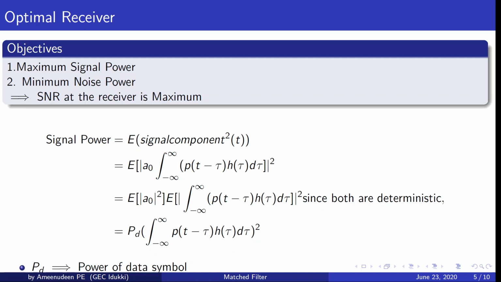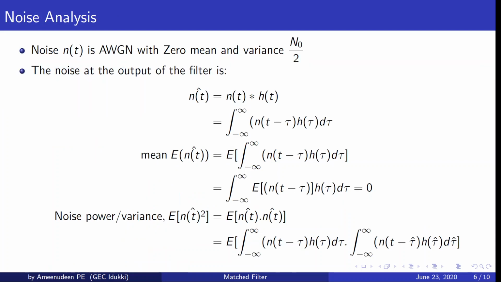So it is E of A0 mod A0 square. We know that it is the power of the data symbol, and the second term is the integral itself. Since it is deterministic, taking expectation is not required. So we will get the signal power as PD into integral minus infinity to infinity P of t minus tau h of tau d tau the whole square, where PD is the power of the data symbol.